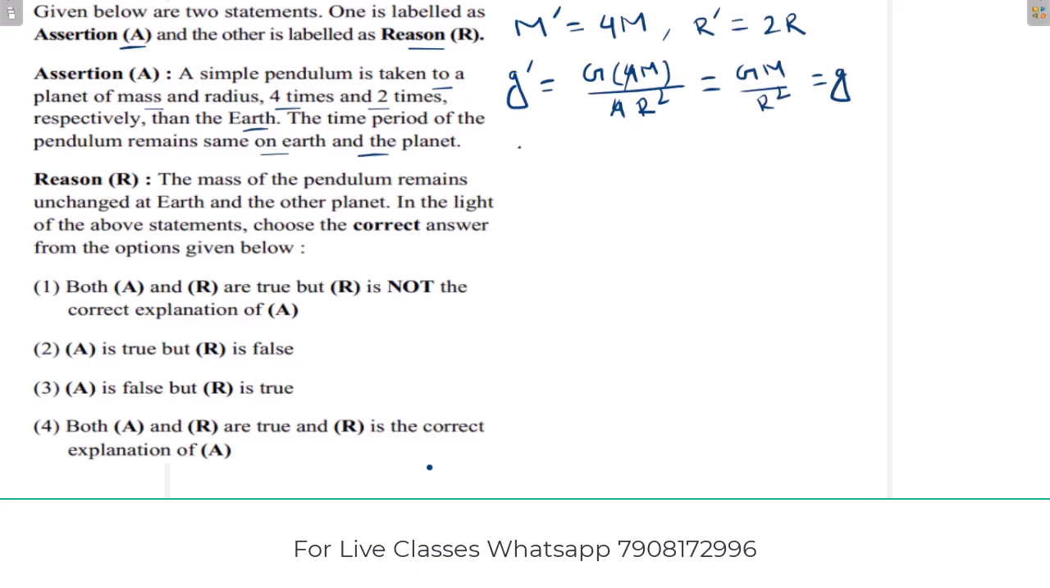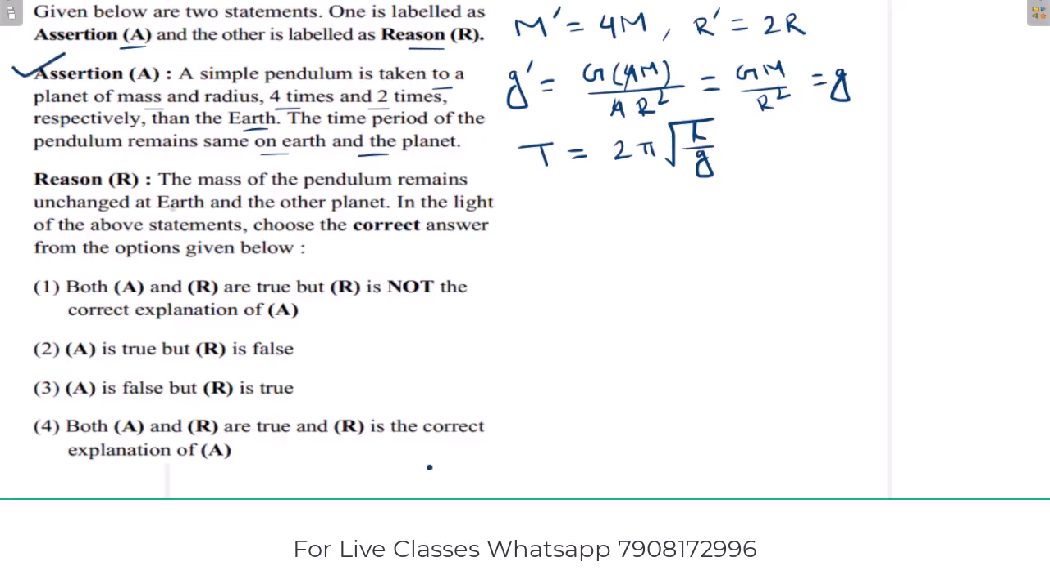Now we know the formula for time period, T is equal to 2 pi root over L by g. So g is same on both the planet and Earth, so the time period is same. So assertion is correct.